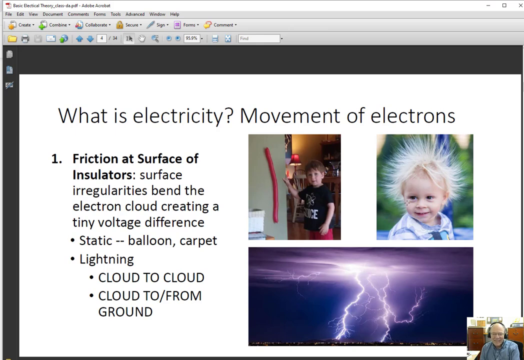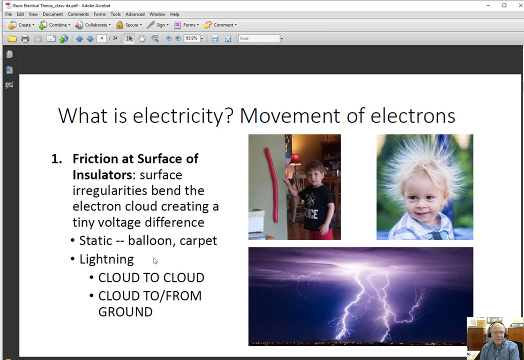Here, I'm not exactly sure how this was generated, but when Charlie and I were doing it, we took the balloon and just put it in a big U over his head, and his hair did exactly the same thing.